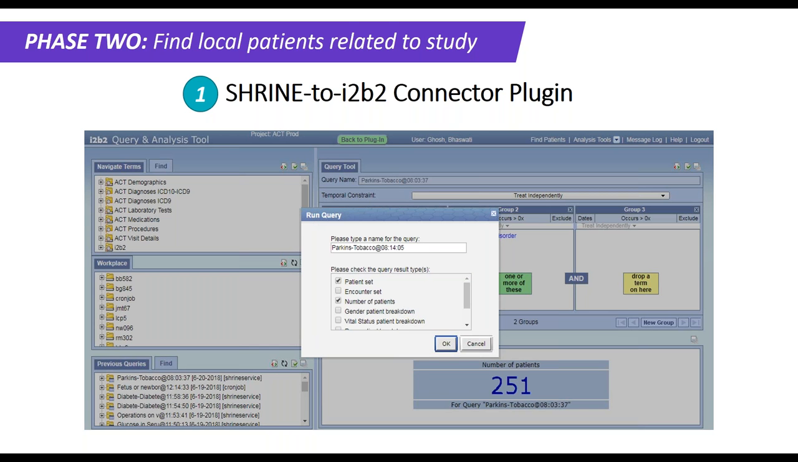When you run it, the patient set will be generated. It will create a new query for you, and you will be able to find it here again in the previous query section. And you'll see the name, whatever name you put there, and the new patients will be attached to that. So using i2b2, the SHRINE to i2b2 connector, now from an aggregated count, you have come to an actual set of patients.